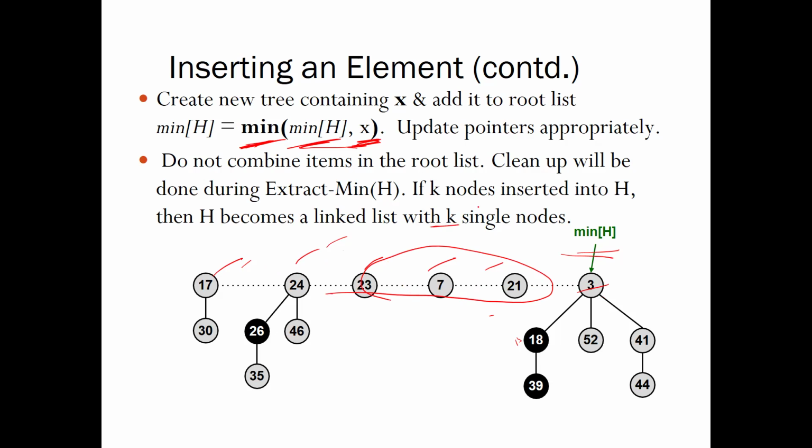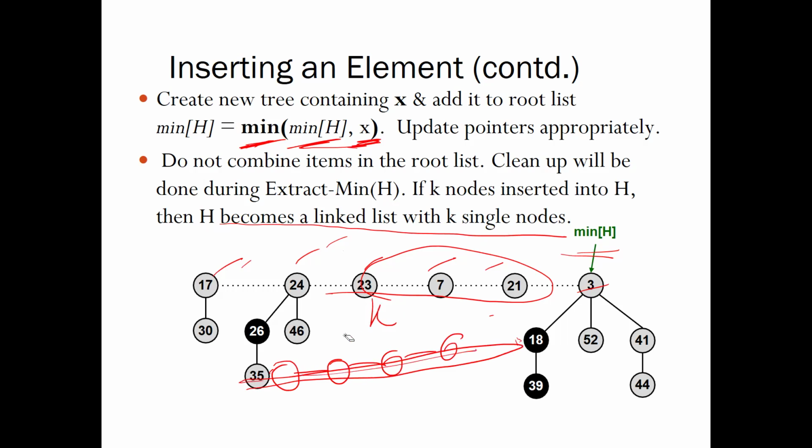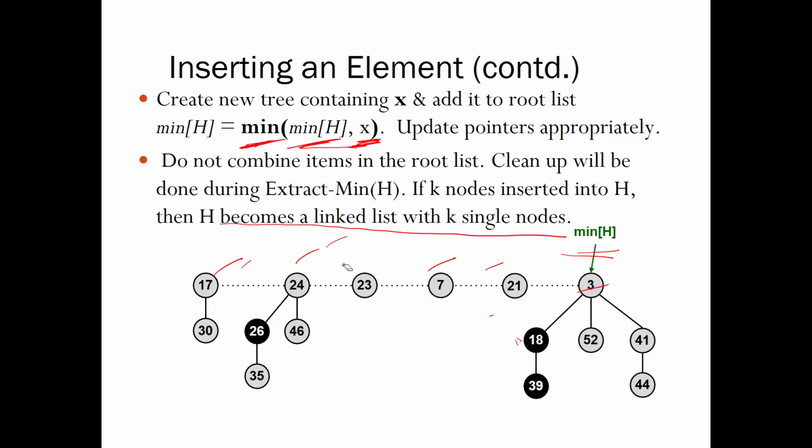So the cleanup is basically done only during the extract min operation. That is why, if you remember, extract min takes O(log n). So if k nodes are inserted into the heap H, it becomes basically a linked list with k single nodes. Whenever you're inserting a node, you just keep on adding it like this. If there are k nodes inserted, you'll have a linked list which will have how many nodes? K nodes, and so on. So this way, you just simply add the elements.